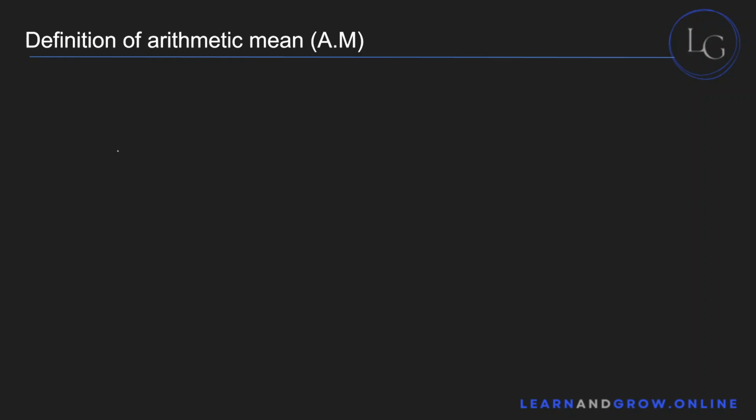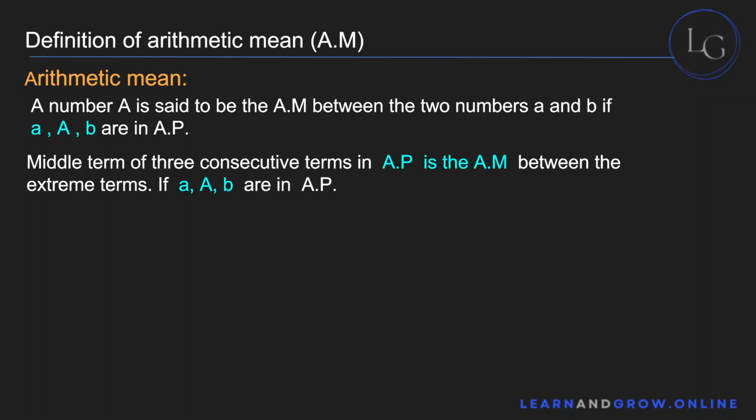So we'll now have an introduction to the arithmetic mean. Let's first discuss what the definition of an arithmetic mean is. A number A is said to be the arithmetic mean. We'll refer to arithmetic mean as AM. A is said to be the arithmetic mean between the two numbers a and b if A is the term between a and b.